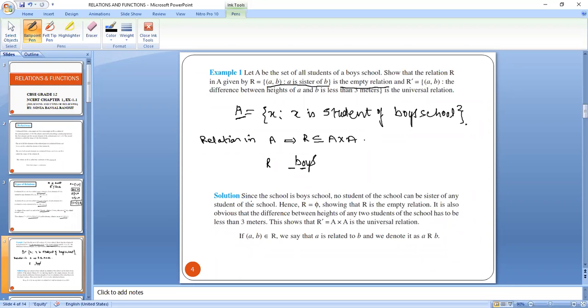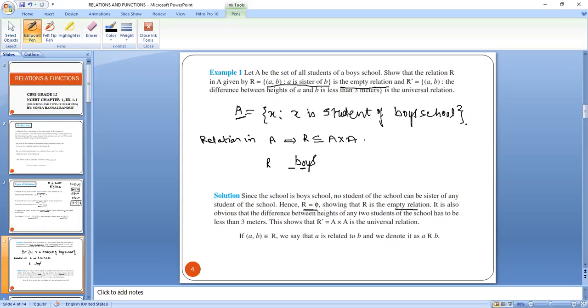So we will write that since the school is a boys' school, no student of the school can be the sister of any student of the school. Hence R is equal to φ, which shows that R is an empty relation, right? We are defining a relation R that A is the sister of B, but in the set we have all boys. So the sister relation does not exist. So this way R is equal to φ. R will be the empty set.